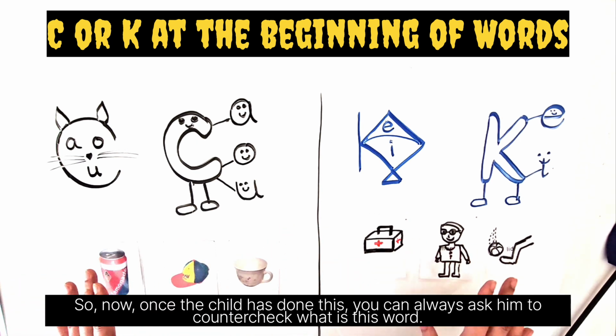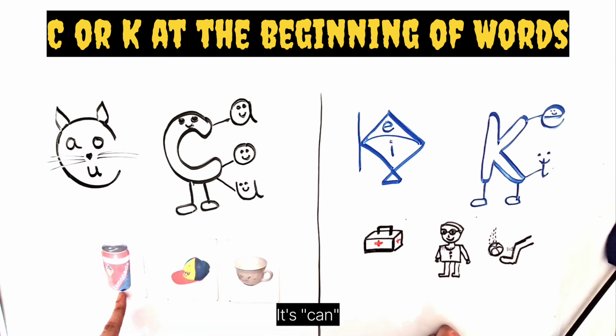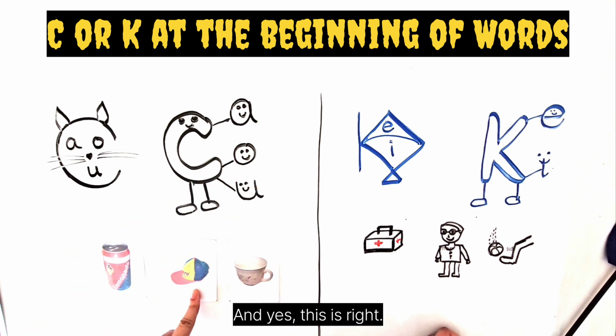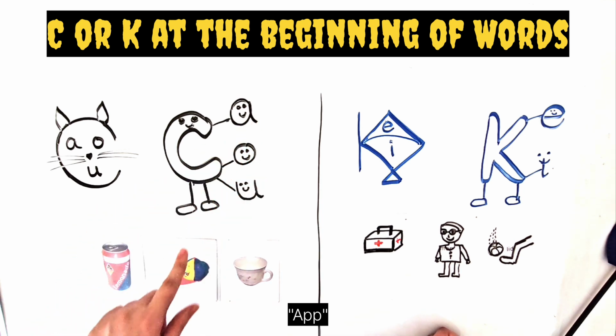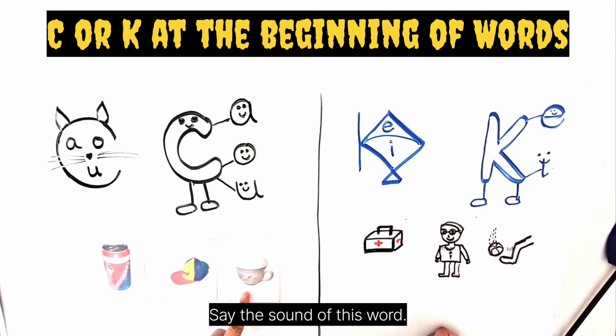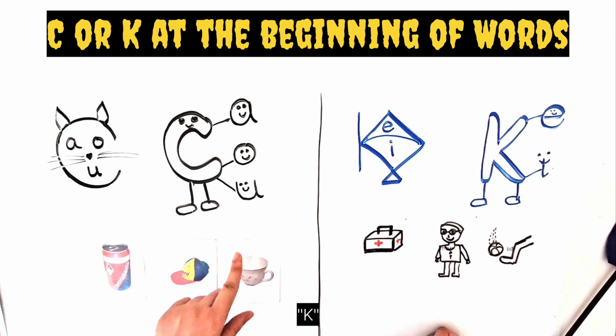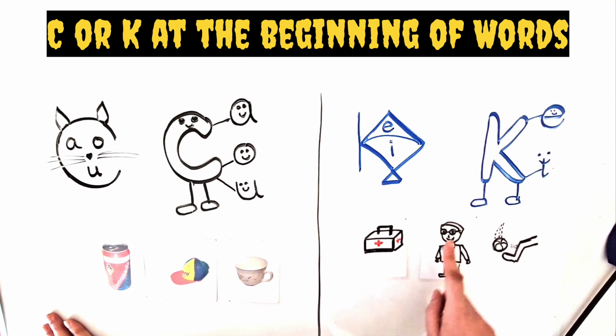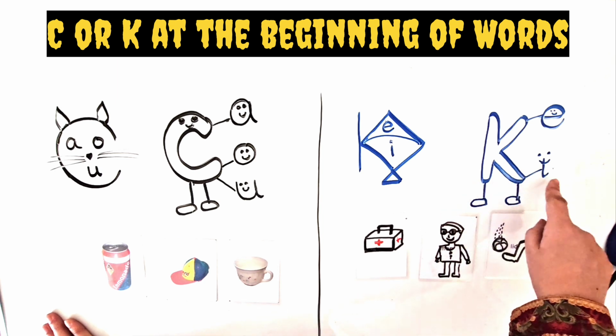So now, once the child has done this, you can always ask him to counter check. What is this word? It's can, and yes, this is right. Cap, app, cap. Excellent. Say the sound of this word: cup, up, cup. All correct? Let's say the sounds of these words: kit, kid, it, kid. Excellent.